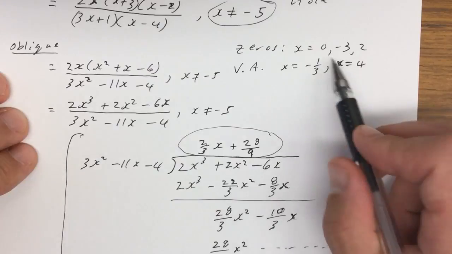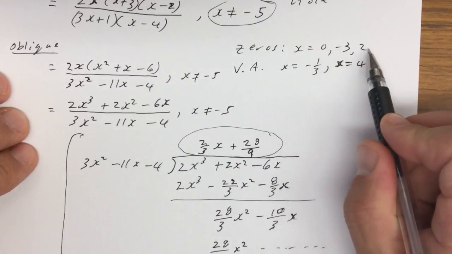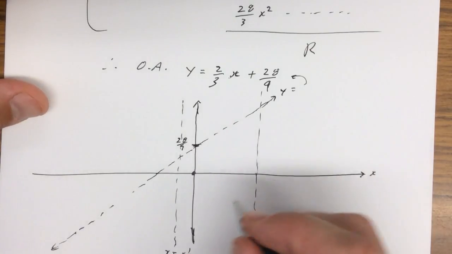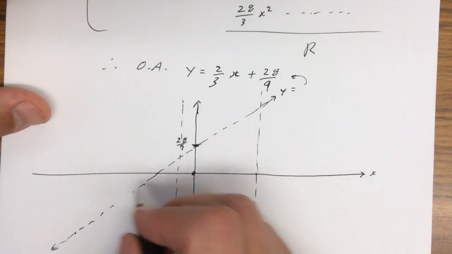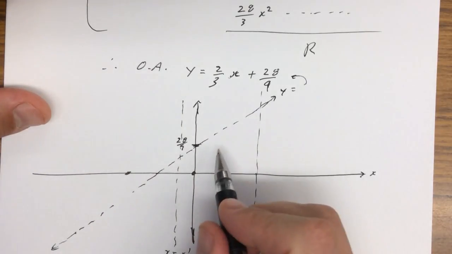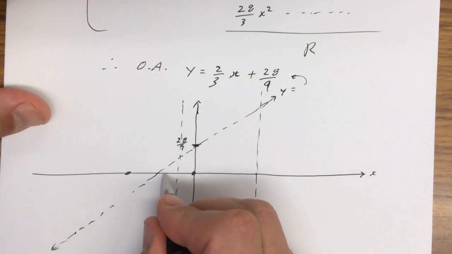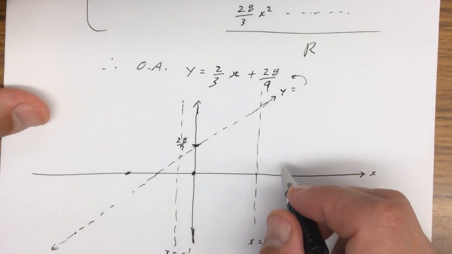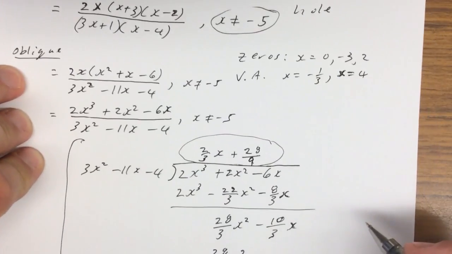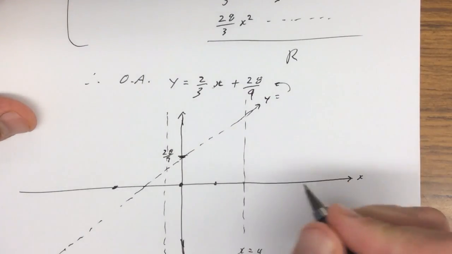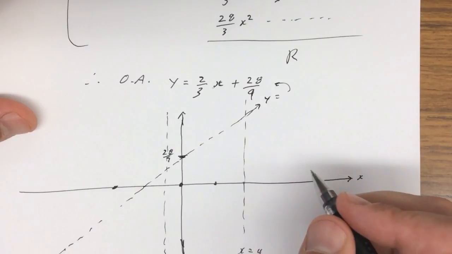And then we're going to put our zeros in, 0, negative 3, and 2. Okay, so 0, negative 3 is going to be somewhere out here, probably. Maybe not, maybe it's in here somewhere. 2/3, we'll see that in a minute. And 2, yeah, 2. So 2 will be here.